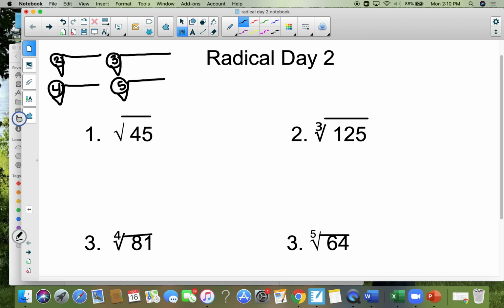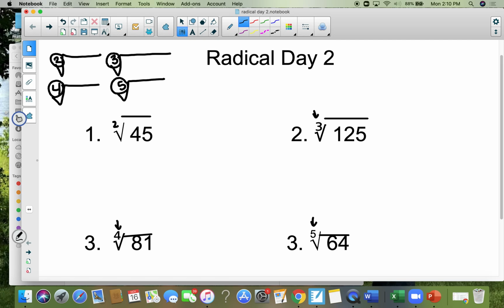So if you look down at problems 1, 2, 3, and 4, if there's no number on the outside, look at this one. This one has a 3 on the outside. This one has a 5. This one has a 4. If there's no number, it's understood as a 2.